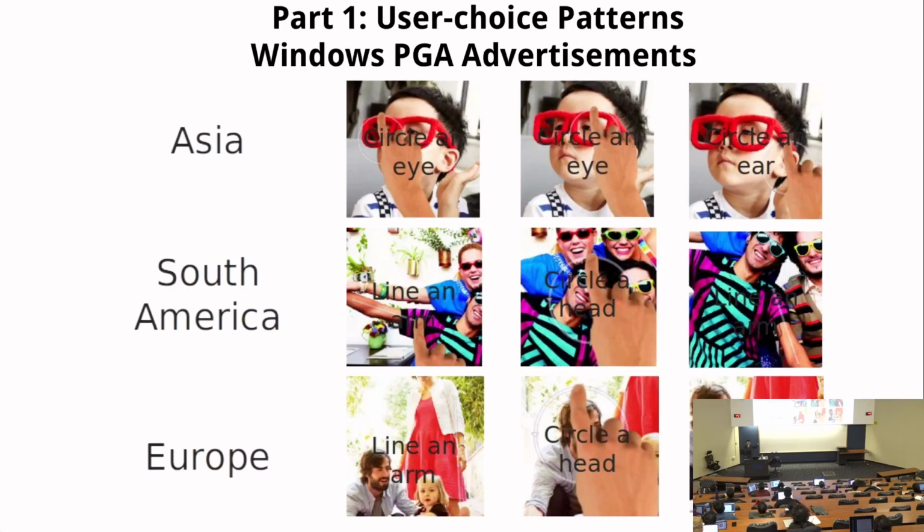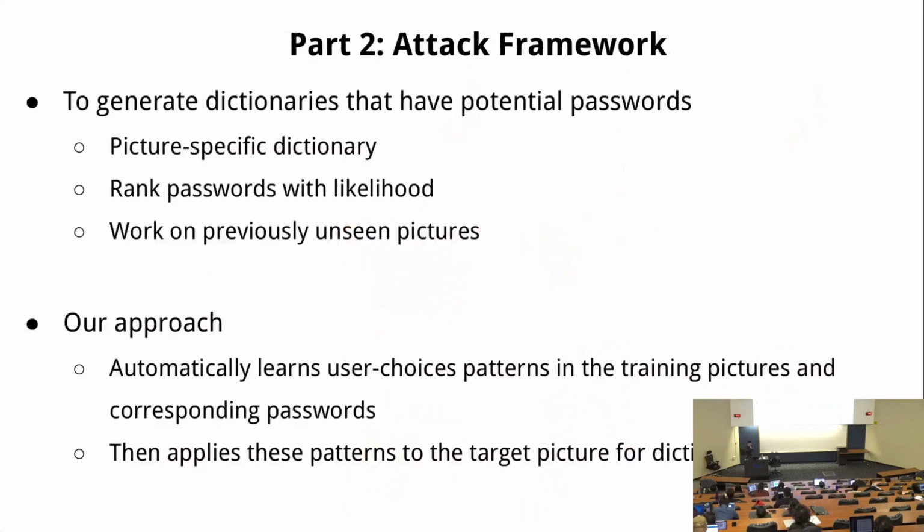That's Microsoft advertisement. For example, in Asia, the background picture is a kid, and the password was just a circle around an eye, circle another eye, and a circle around an ear. South America is a line on an arm, circle a head, and another line on an arm. Europe is a line on an arm, circle a head, and circle another head. So those are the passwords in Microsoft's advertisements. So they are not necessarily secure.